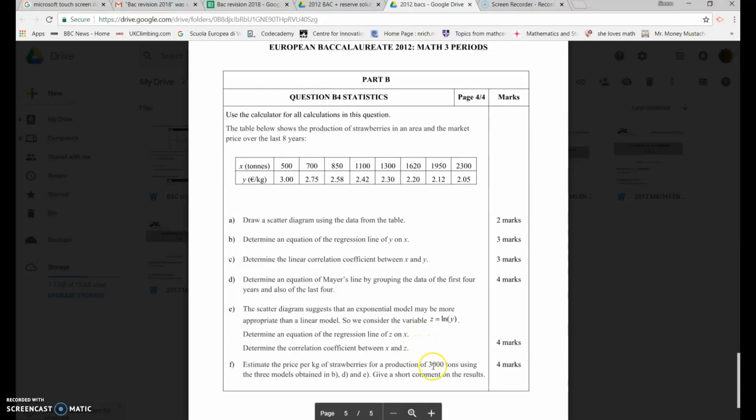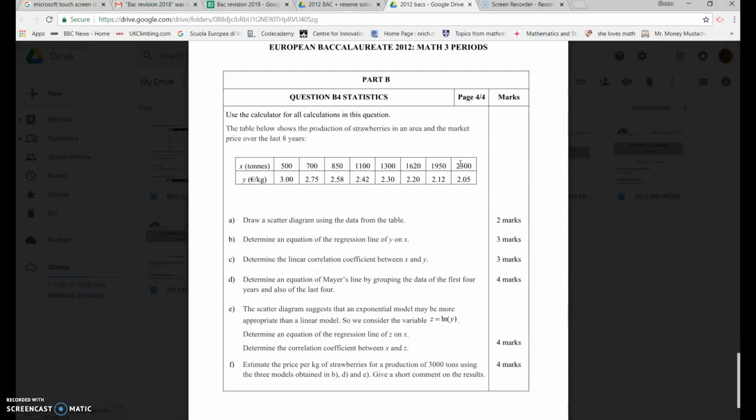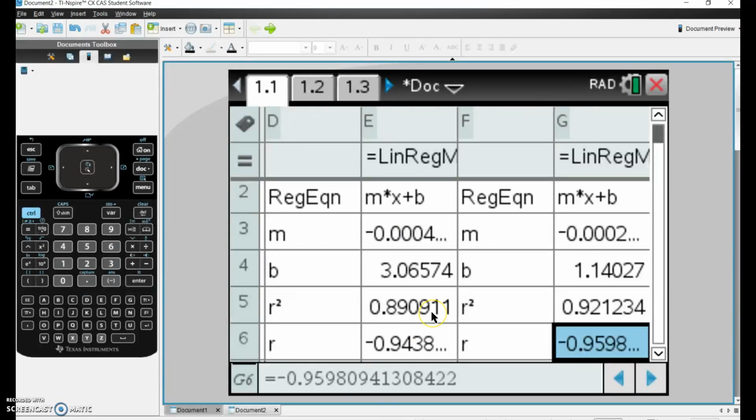Right, the last stage then. Estimate the price per kilogram of strawberries for a production of 3,000 tons. So the x is 3,000, and you're trying to find out what price you're going to get. And it's saying using the three models obtained in B, D, and E. So you've got B is your initial regression model. Now when you did that on the calculator, it would have saved it as F1. Your first thing is F1.